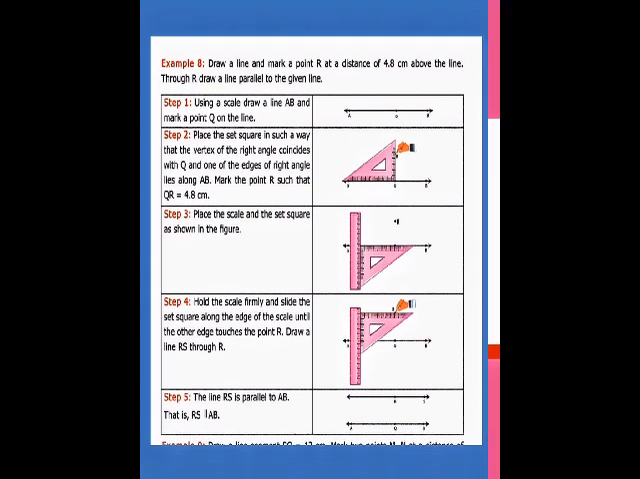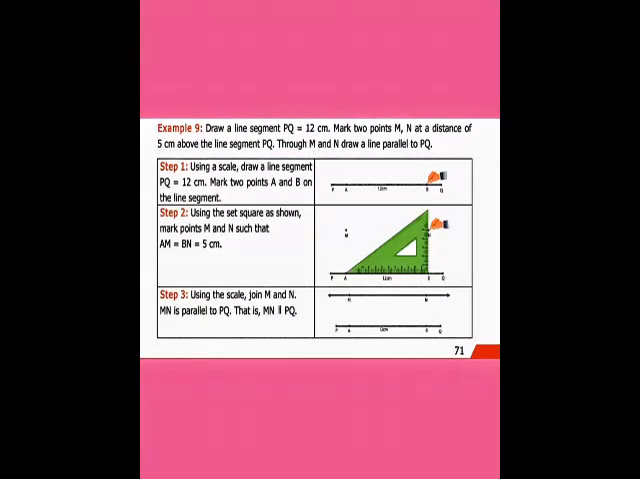The next example: draw the line segment PQ equal to 12 centimeters and mark two points M and N at a distance of 5 centimeters above the line segment PQ. Through M and N, draw the line parallel to PQ. First, draw the line segment PQ equal to 12 centimeters using a scale. Mark points A and B on it.